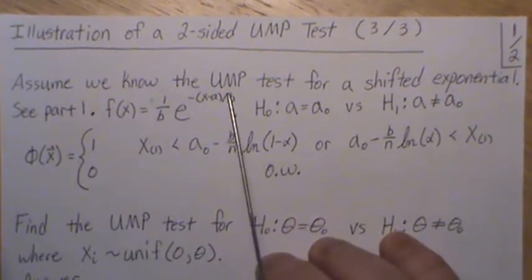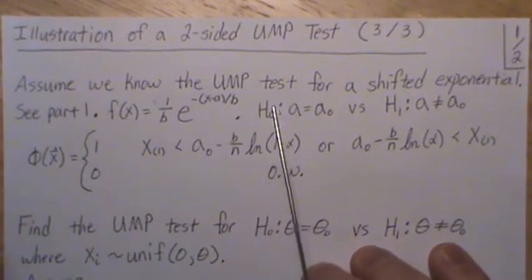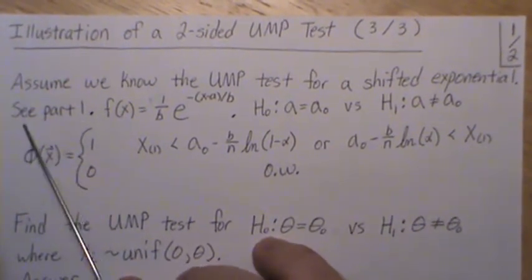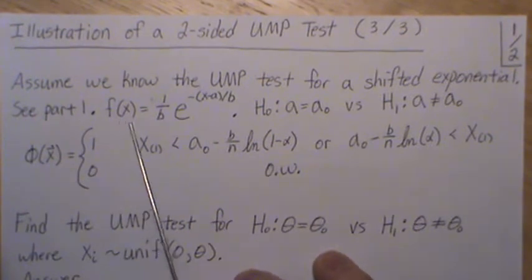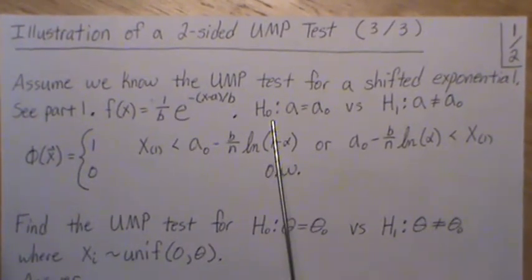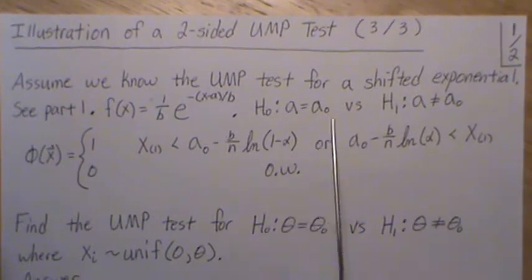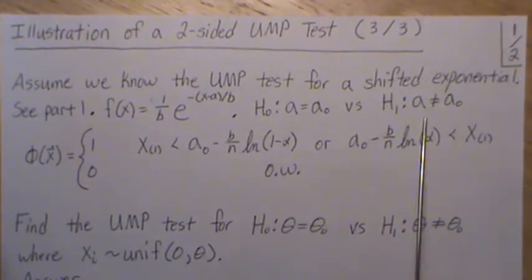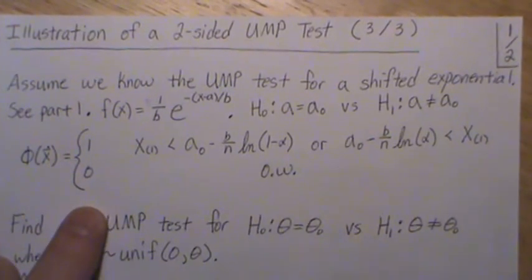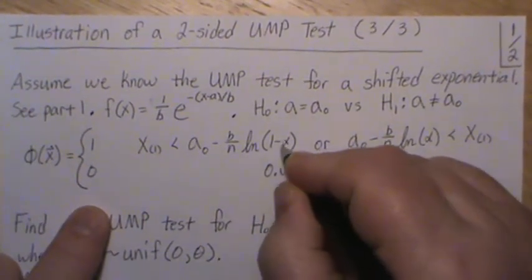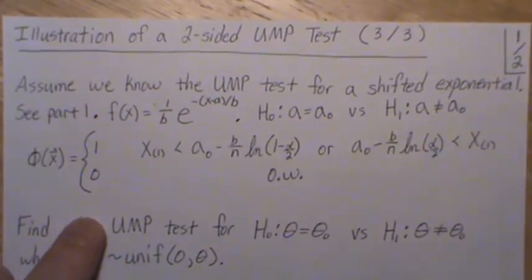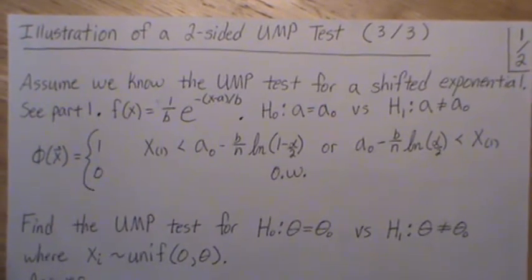So let's assume we know the uniformly most powerful test for a shifted exponential, and I'm going to pass you off to part 1. So the density for a shifted exponential is this, and we know the uniformly most powerful test for this two-sided test, which we determined was this. Now technically this should be divided by 2 in order for it to be an alpha level test.